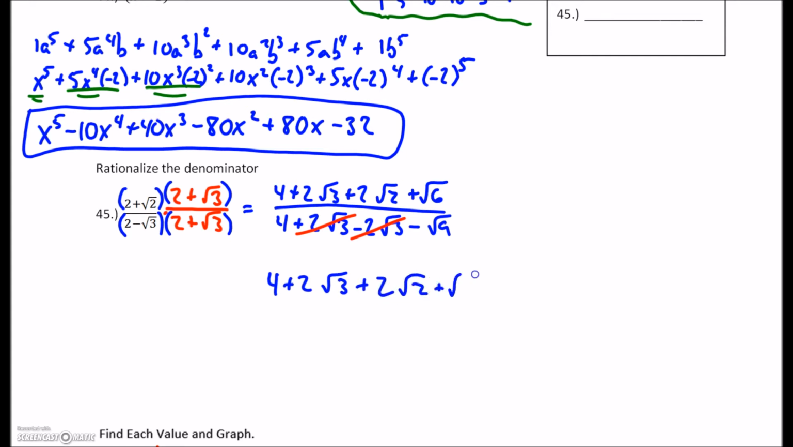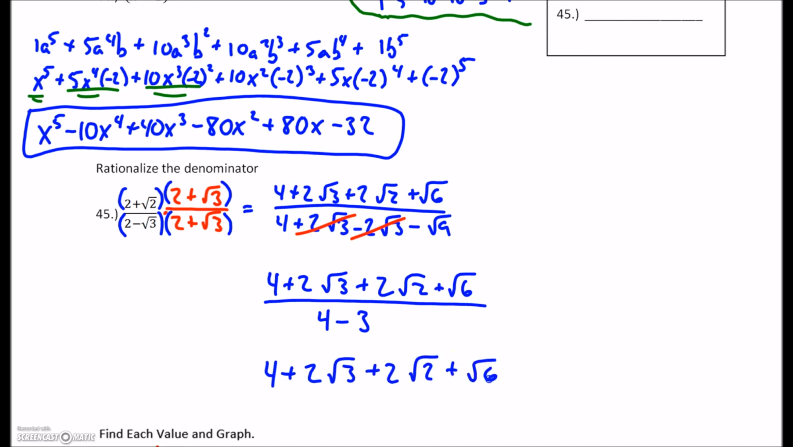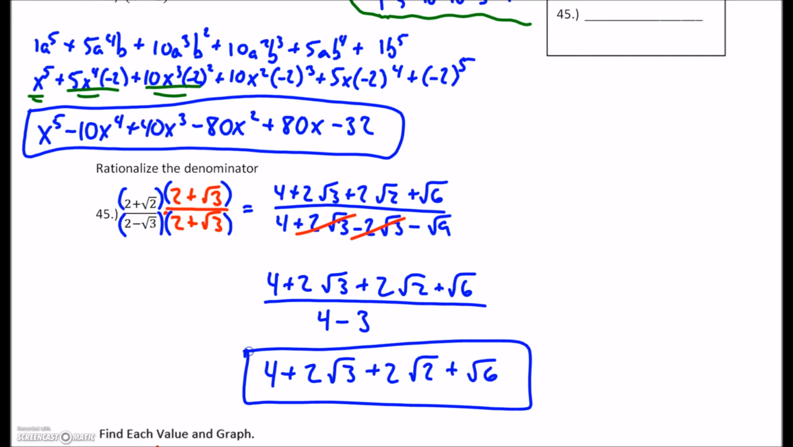If I could simplify, I would simplify square roots and combine like radical terms. Underneath, I'm going to have 4 minus. Well, down here, the square root of 9 is actually a 3. So what I have is this whole thing over 1, which means all I'm left with is this. And that's it. Okay?